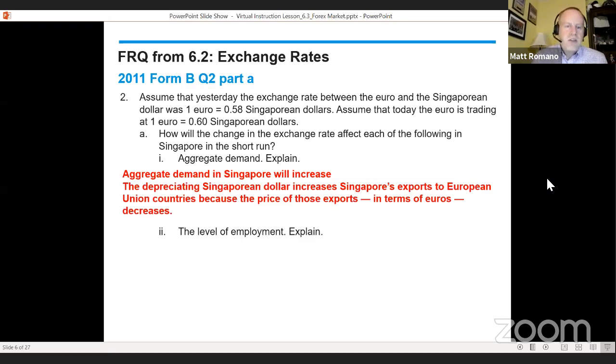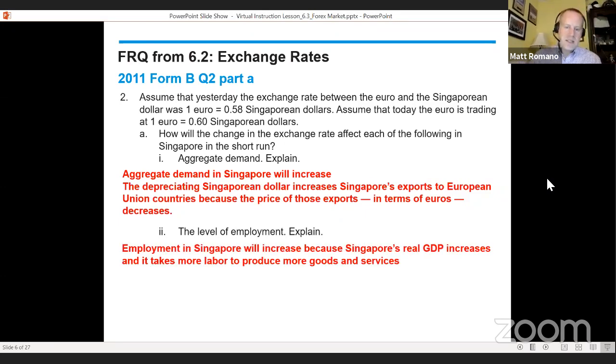The depreciating Singaporean dollar increases Singapore's exports to European countries because the price of those exports in terms of euros decreases. So again, with the euro capable of purchasing more Singaporean dollars, anyone who owns euros can purchase more Singaporean dollars and therefore purchase more goods in Singapore. That's going to boost exports. And we're going to talk more about that in a couple of days. And that's the foundation of it. We need to make that connection with the exports going up. We're going to see aggregate demand increase, obviously.